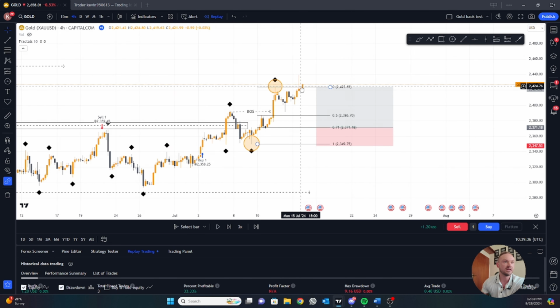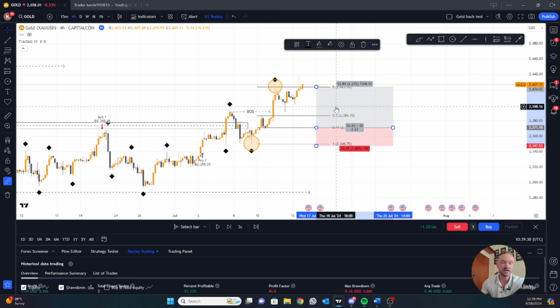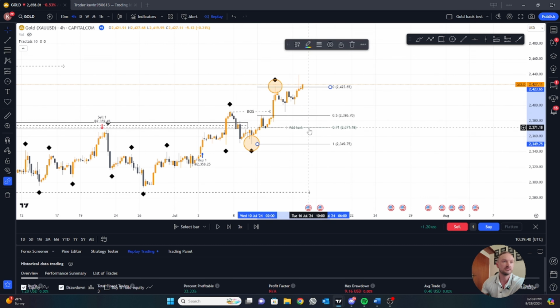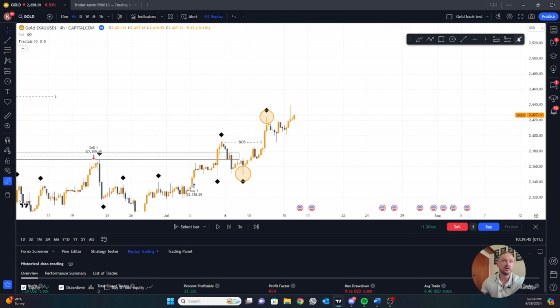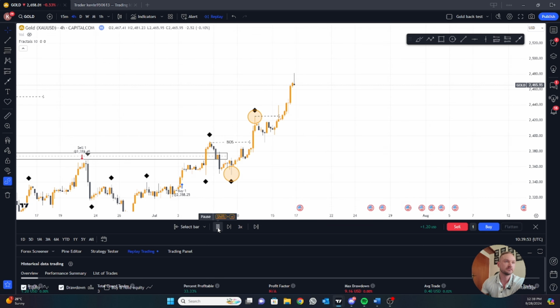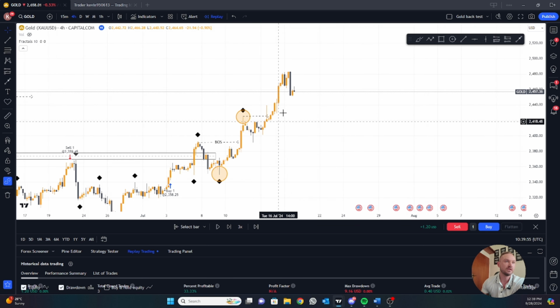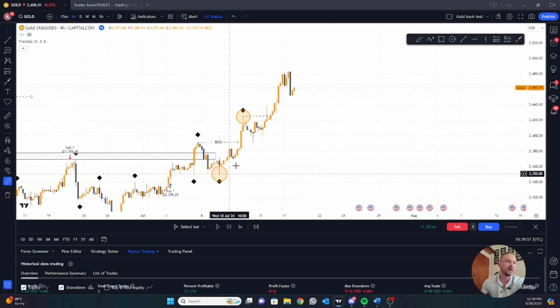Okay, so we basically broke structure again, so this trade is invalid. And we'll now be looking at our next range. Okay, so this could be a pullback. I'm going to leave my low right there.